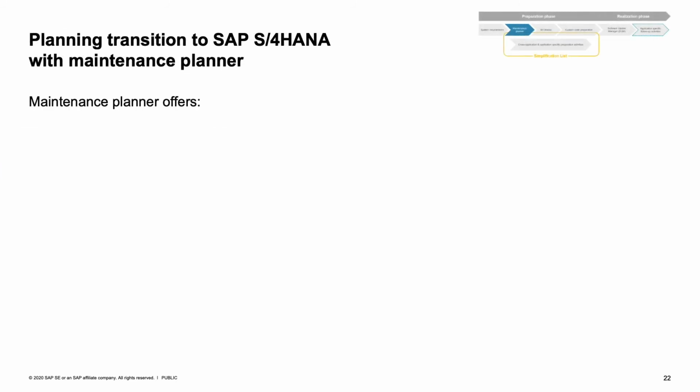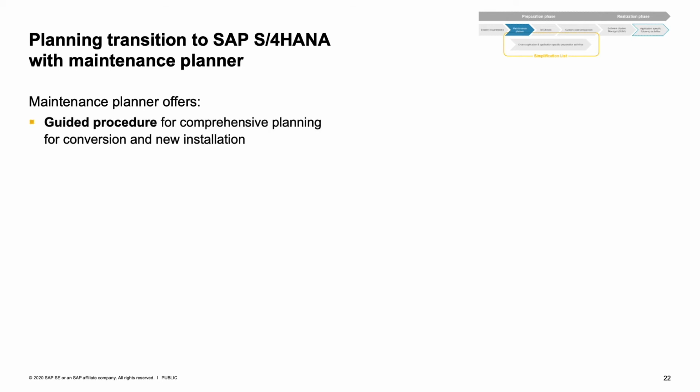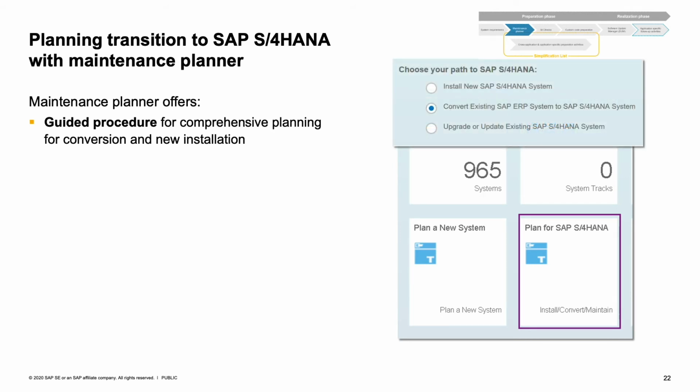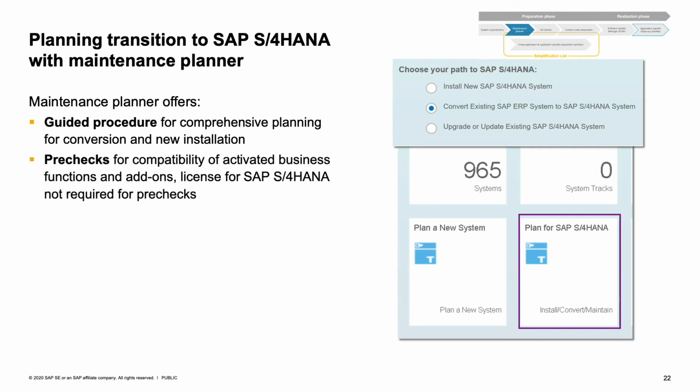So Maintenance Planner plays a key role in conversion planning. It offers a guided procedure. For new installation, conversion, and upgrade with S/4HANA, all the paths are supported. As a first step for conversion, the pre-checks for compatibility of add-ons and business functions need to be performed. These checks are a prerequisite and can be executed without the need to have S/4 licenses. Hence, you may start early and get started on these checks at the earliest.